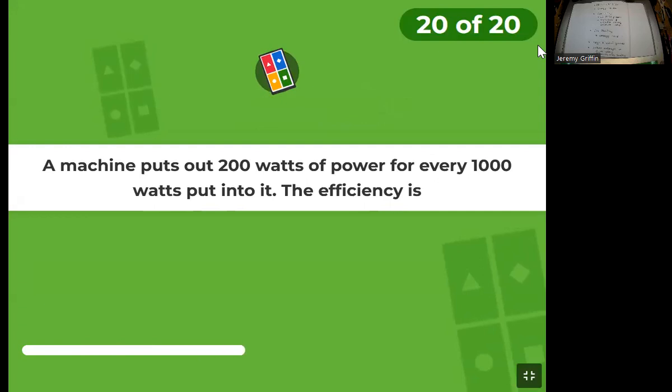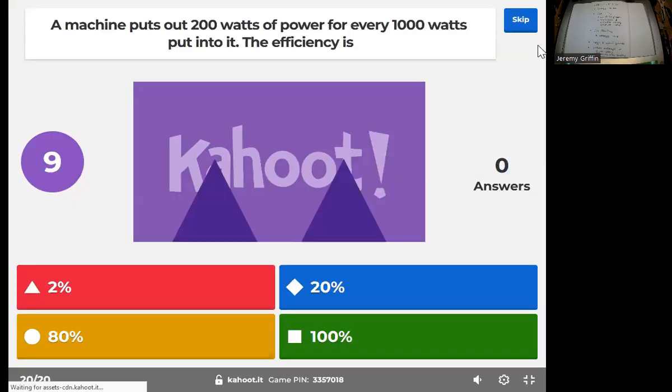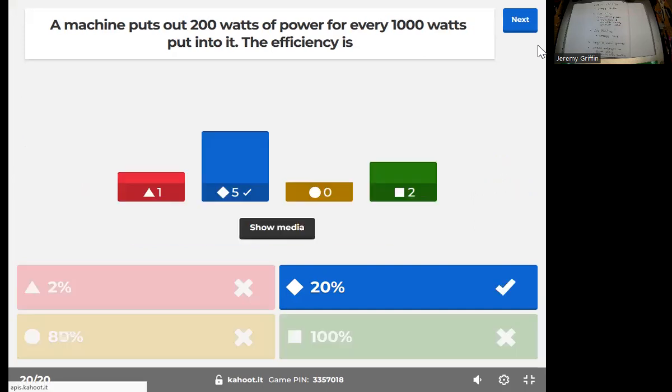A machine puts out 200 watts of power for every 1,000 watts input. What's the efficiency? Because this is just a continual process. What is 200 divided by 1,000? 20%. As a decimal, it's 0.20.